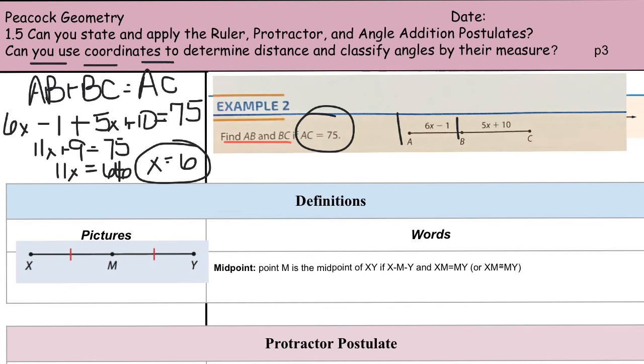So now what we have to do is plug 6 in. So that becomes 6 times 6 minus 1. That's 36 minus 1, or 35. So the length of AB is 35. Again, right here we've got 5 times 6 plus 10. 5 times 6 is 30 plus 10, which is 40. So your two lengths that you found are 35 and 40. All right, so that gives us example 2.